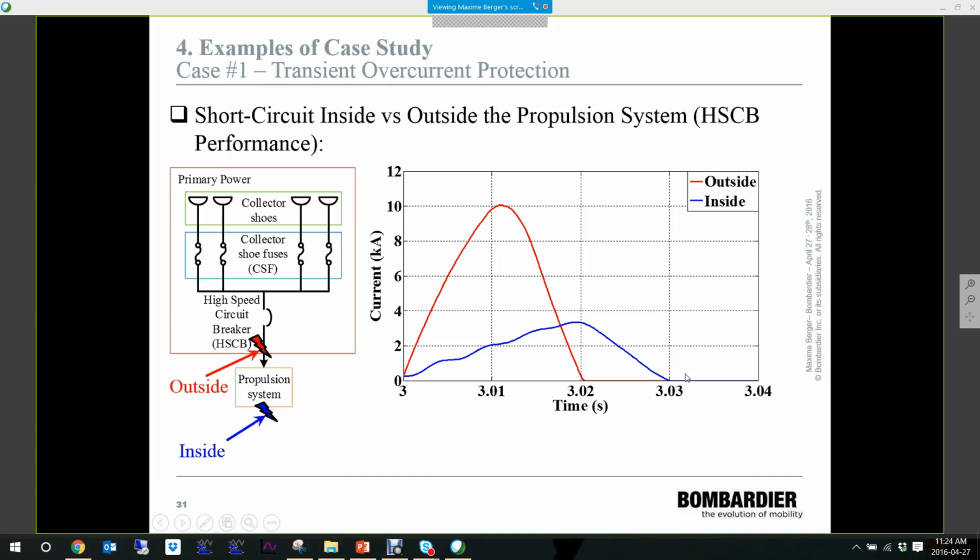quicker than for a fault that is located inside the propulsion systems. And the main reason is that this fault here is located downstream of the propulsion system input filter, so the rate of rise of the current is much slower than for the case where the fault is outside.